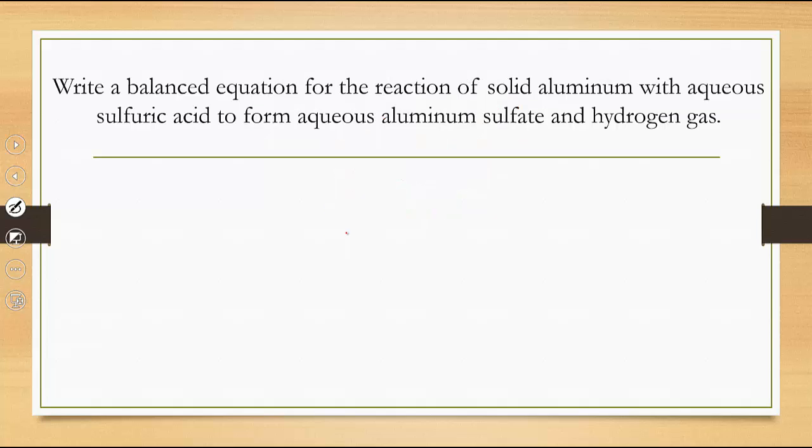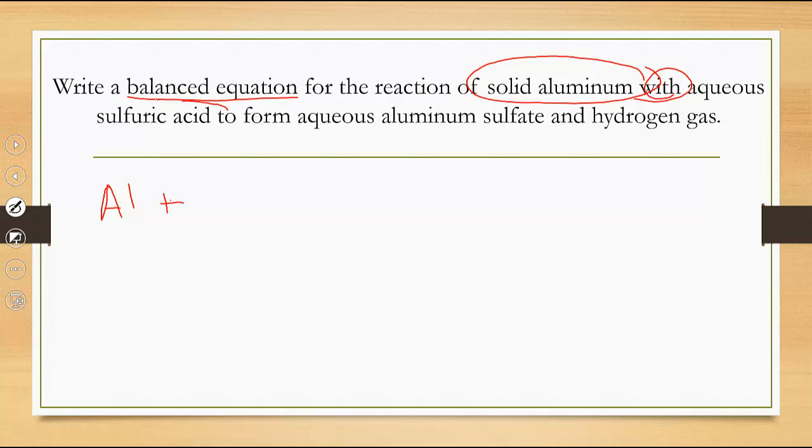I've noticed over time that when students see things written out in words, that's when they get freaked out. That's when they get scared. So what we're going to do is we're going to go through several of these and just take it one step at a time. Write a balanced equation for the reaction of solid aluminum. It's just Al. It's all by itself. With, so that means that's a plus sign, aqueous sulfuric acid.